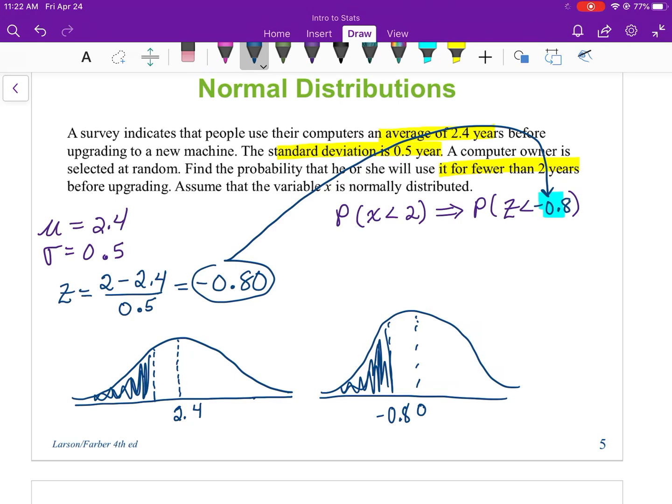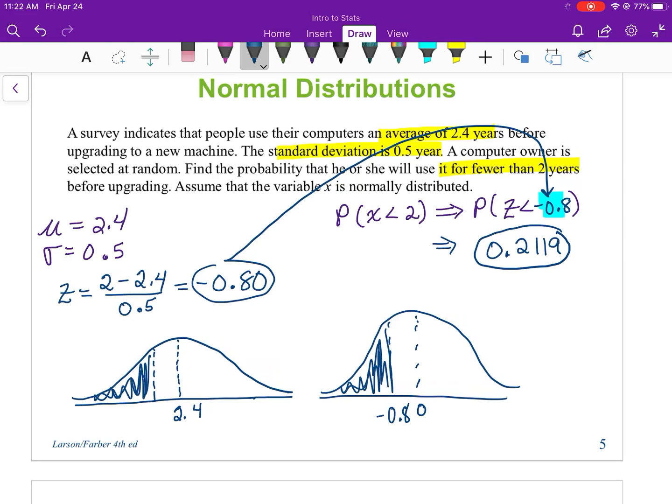And then I'm going to go to that table in my book. I believe it was page A37. And I'm going to look up the area. So the probability of somebody keeping their computer less than 2 years before they upgrade is 0.2119. In other words, that's about a 21% chance that that's going to happen.